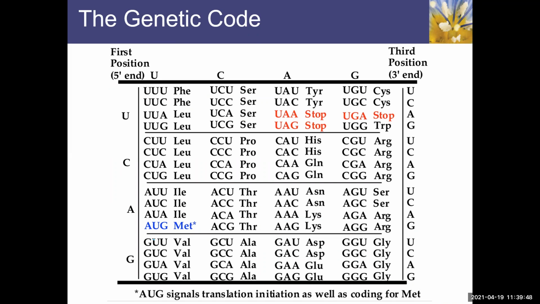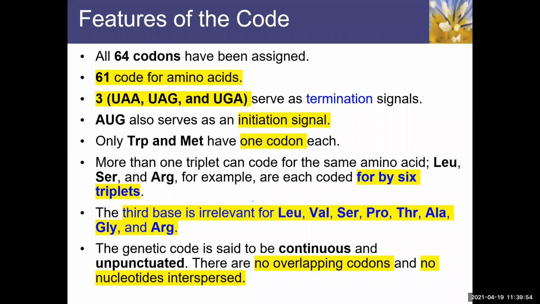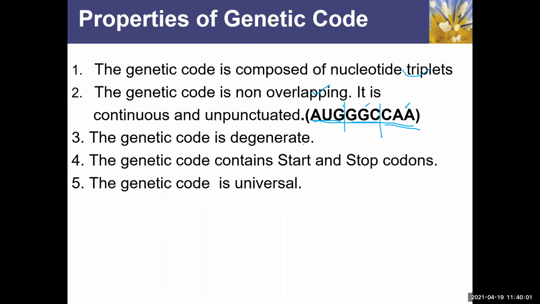Okay, or even tryptophan, it has only 1 codon, right? So all these things you can memorize, this slide as well. Okay, and then we said that about the degenerate. And then we also say that it's universal.